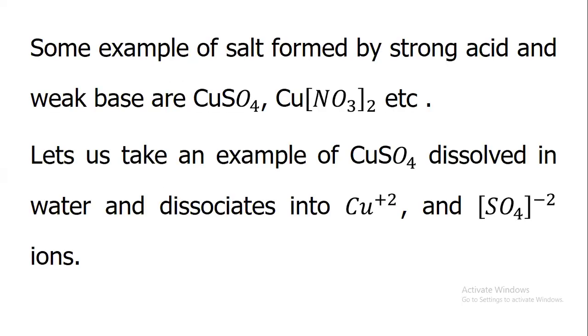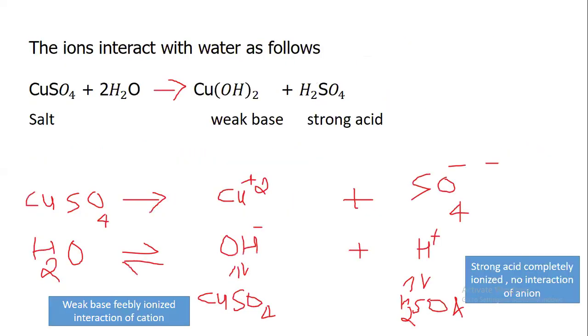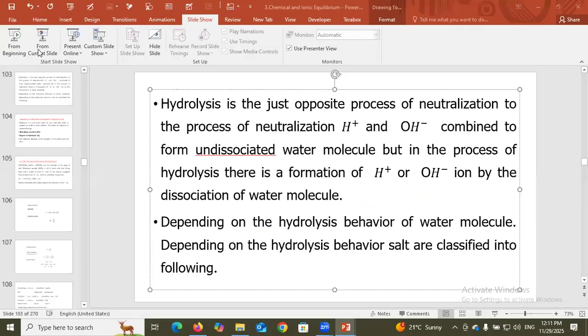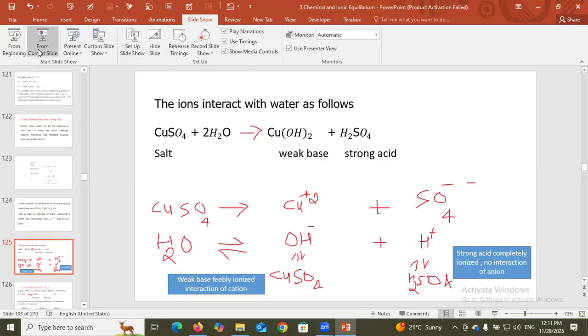Some examples of salt formed by strong acid and weak base are copper sulfate and copper nitrate. Let us take an example of copper sulfate dissolved in water, which dissociates into copper 2+ and sulfate ions. The ions interact with water: copper sulfate plus water gives copper hydroxide plus sulfuric acid.